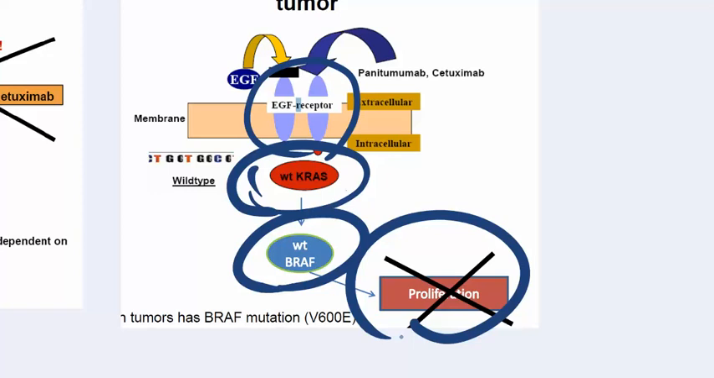Okay, so you said the BRAF mutation is seen in about 10%? Yes, 5 to 10%. Okay, so I'm almost done. I just have one last thing to talk about.